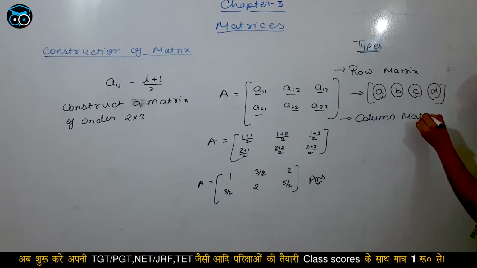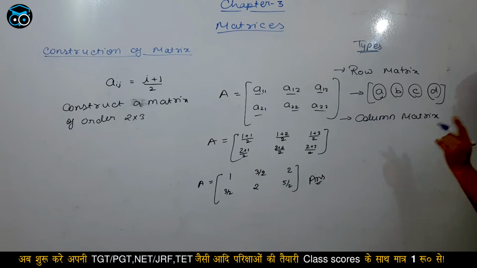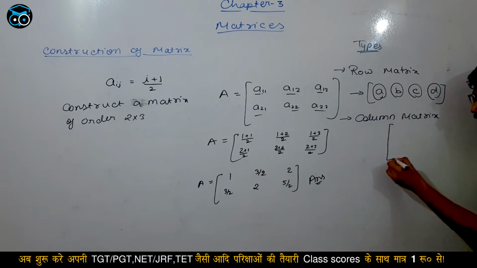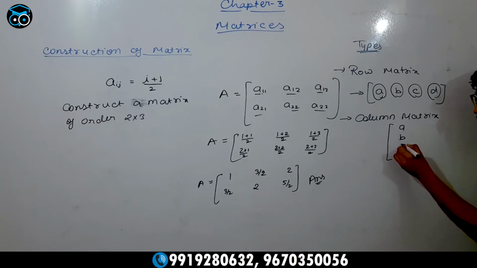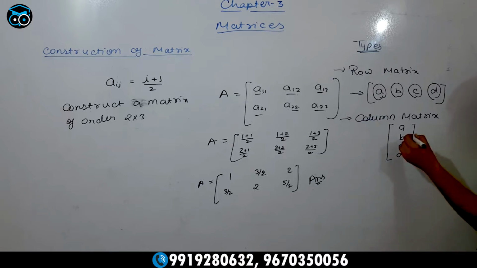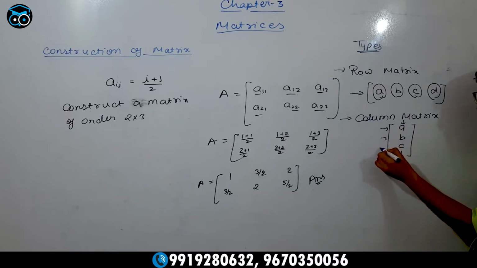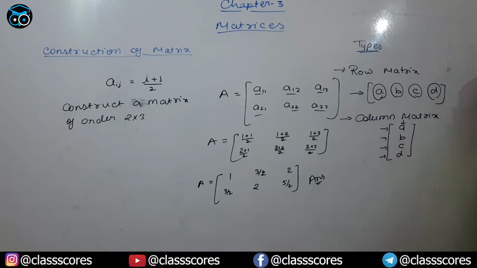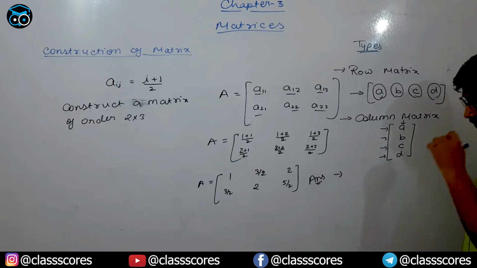The second type is column matrix. Clear by its name itself? The matrix which contains only one column. Suppose we can write A, B, C, D. This is our column matrix. It contains only one column and more than one rows are there. Clear?